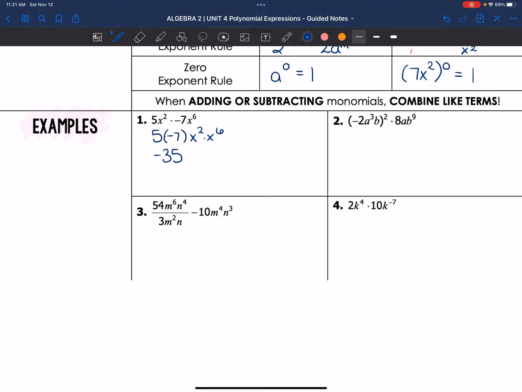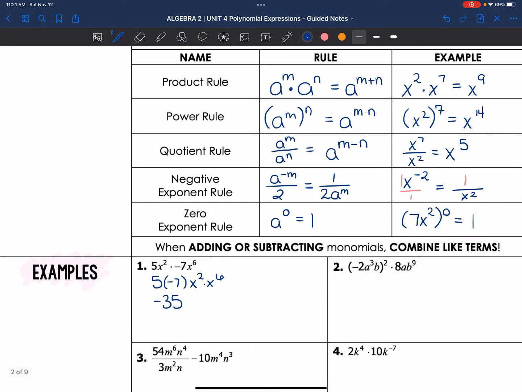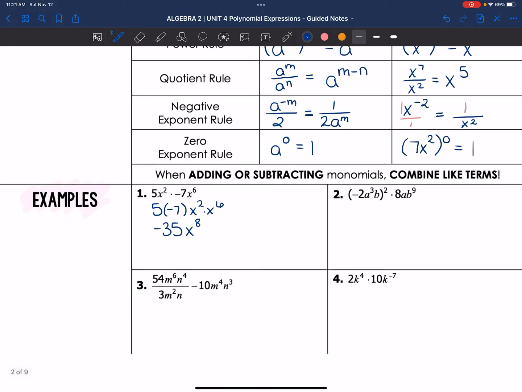And then which property do we need to use here? Which one of our properties needs to be used to simplify the x squared times x to the 6th? That's going to be our product rule. And applying our product rule, because those are the same bases we're multiplying, we're going to add the exponents. And so that, ladies and gentlemen, would be my final answer.